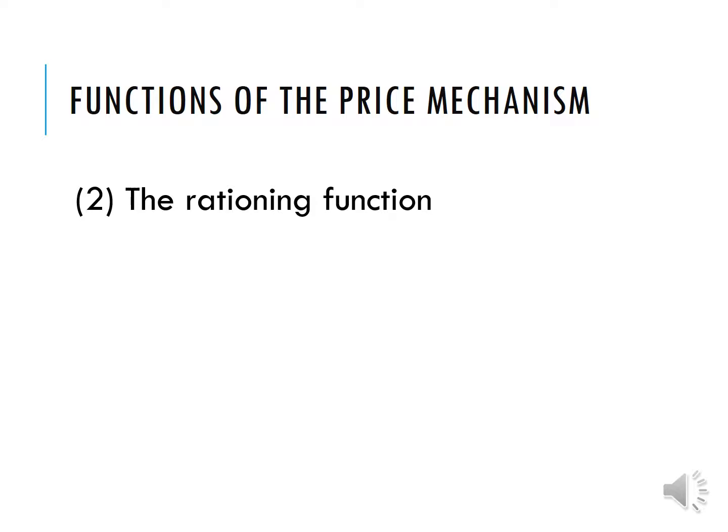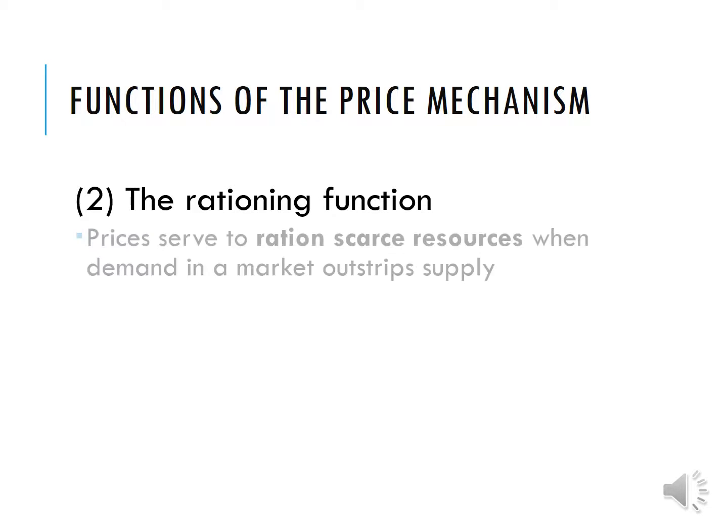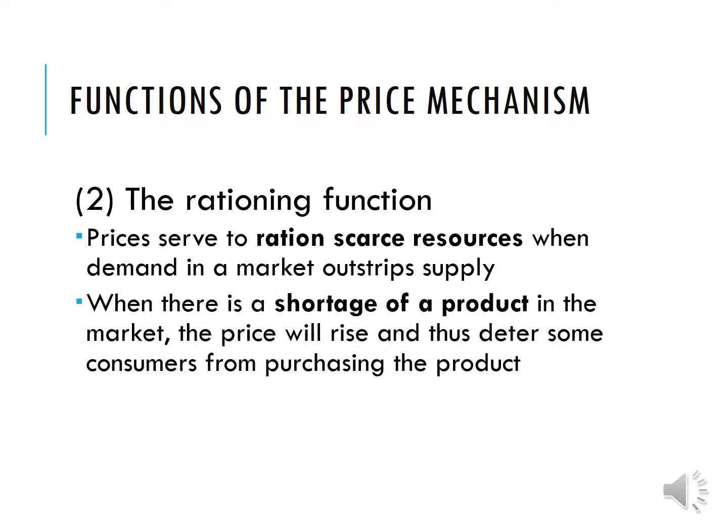The second function of the price mechanism is the rationing function. Prices serve to ration scarce resources when demand in a market outstrips supply. I'm sure we'd all like a Ferrari, but because they're allocated through the price, only those who can afford the price actually receive the resources. So they're rationed, they're allocated through the price mechanism.